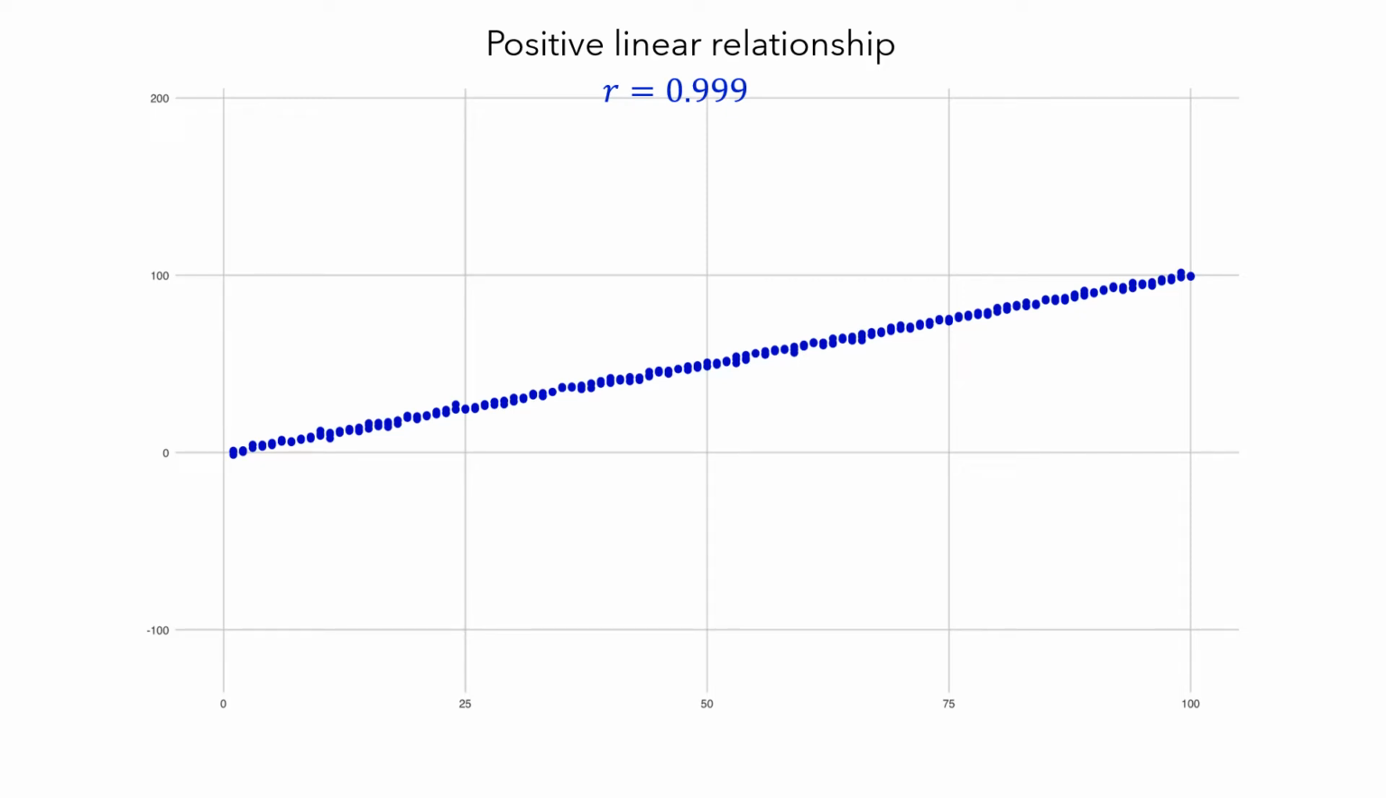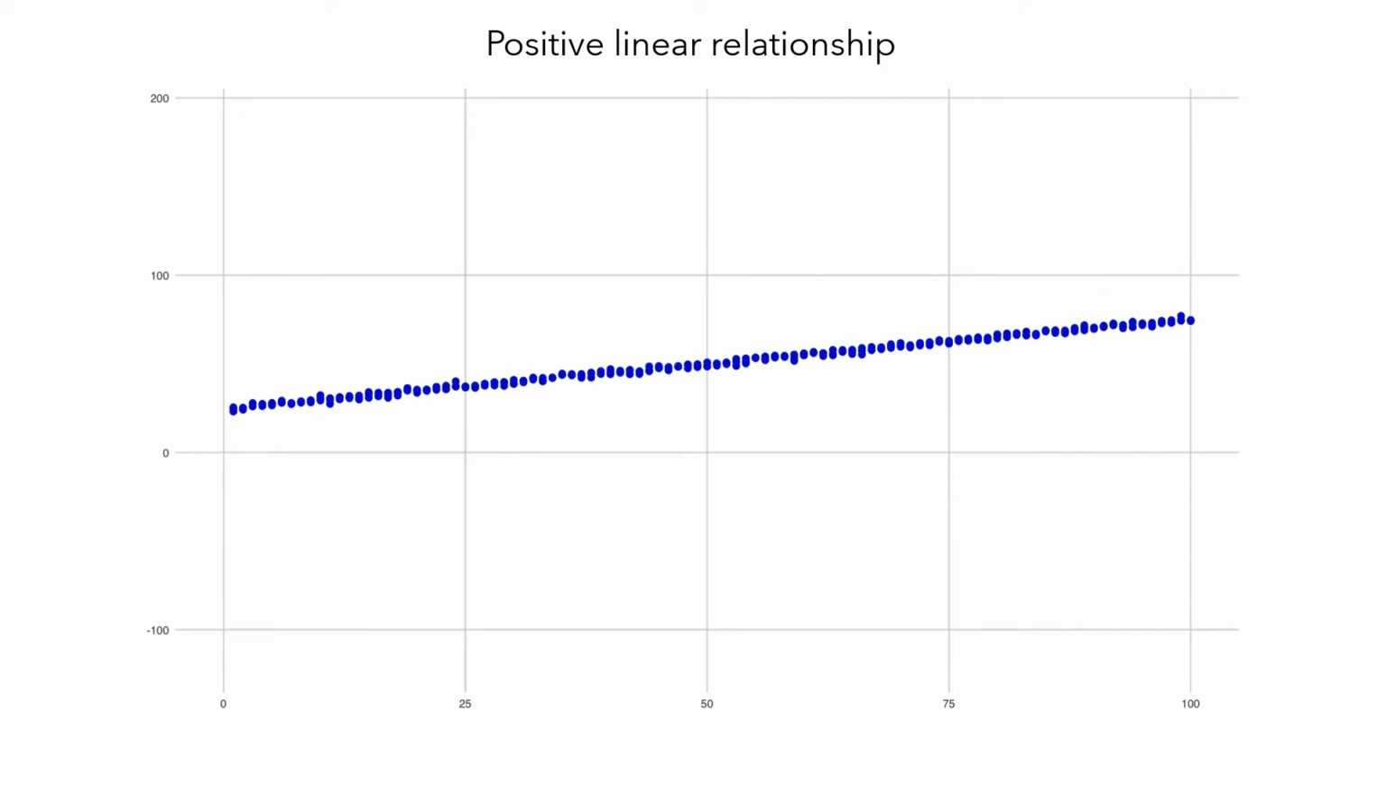Now, what would happen if the slope of the line were a little smaller? This is still a very strong positive linear relationship. It turns out that the correlation is still 0.999. So it looks like the correlation only depends on the strength of the relationship between the two variables and not on the specific slope of the line.